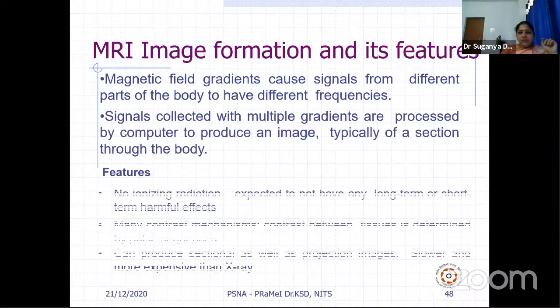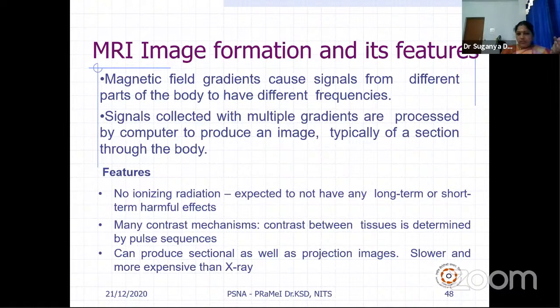These are the features. Obviously there is no ionizing radiation, and many contrast mechanisms are there. Contrast between tissues is determined by pulse sequences, and it can produce sectional as well as projection images. Obviously it is slower, and it is more expensive than X-rays, right? Likewise, we have to bear the noise while the machine is running. It will be producing different kinds of noises to a high extent. So our ears will be closed if we are undergoing the MRI scan.